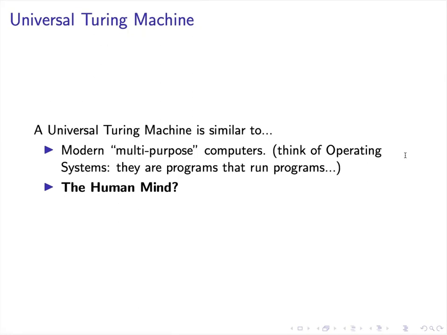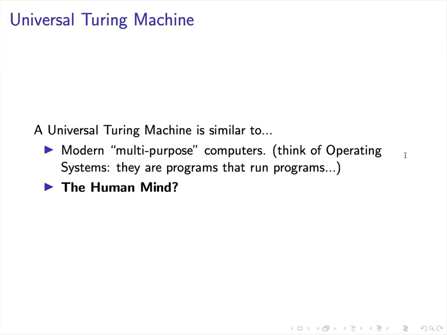And as I was telling you, the universal Turing machine is similar to modern multi-purpose computers, and perhaps the human mind. So this is the thing. Are we equivalent to Turing machines, to universal Turing machines? Because we are, in some way, able to learn and put in practice stuff that we've learned, right? And we can tackle several tasks and things like that. So it is sort of natural to think about these questions. Are we Turing machines in a way?